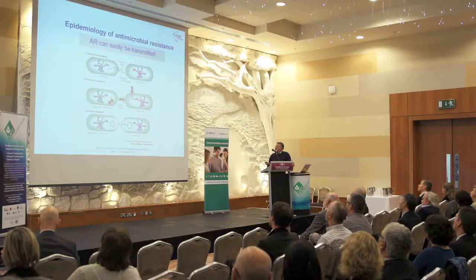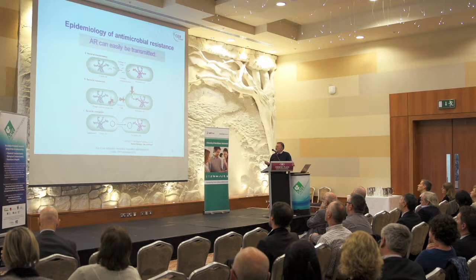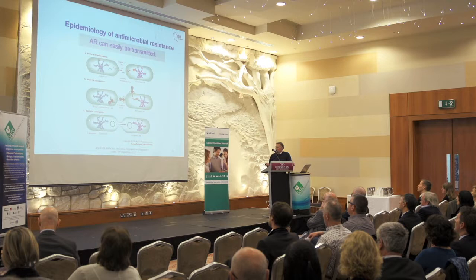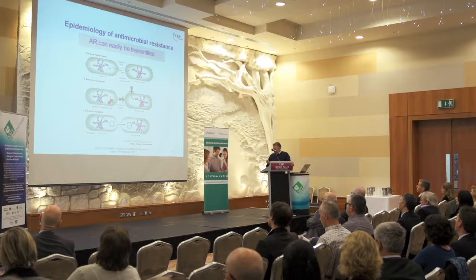The epidemiology of antimicrobial resistance: it can be easily transmitted. You have different ways. You have the possibility of bacterial transformation. So you have some fragments in the environment of the bacteria that go inside another bacteria. You have the possibility of transduction by means of bacteriophage. So you have a bacteriophage of resistance in one cell, and they go to another one with some DNA strand. And you have also the possibility of conjugation with two close bacteria, so the genetic information goes from one bacteria directly to another one. All these mechanisms exist in the case of antimicrobial resistance.